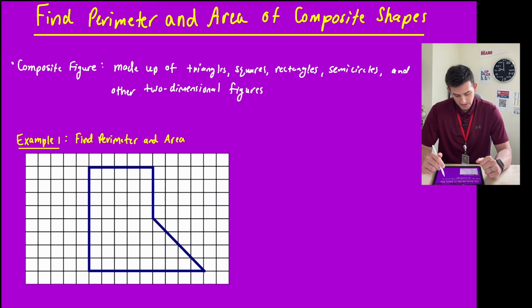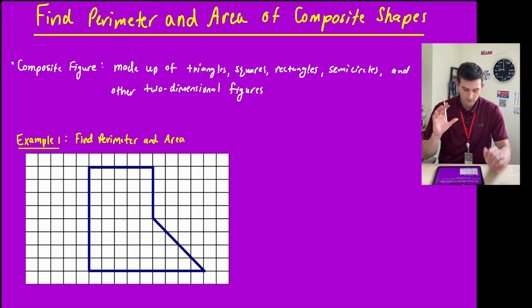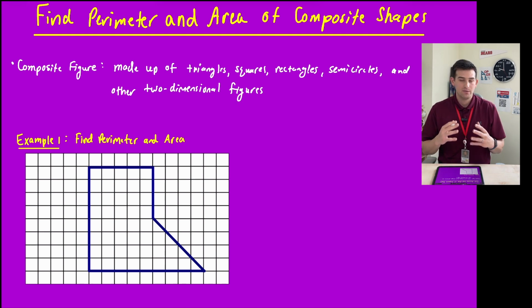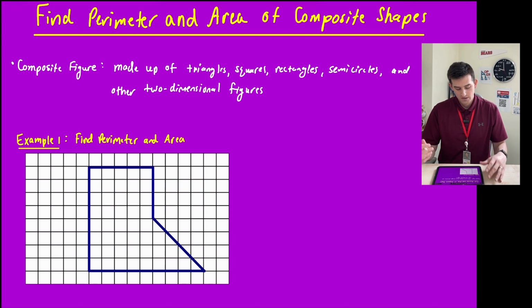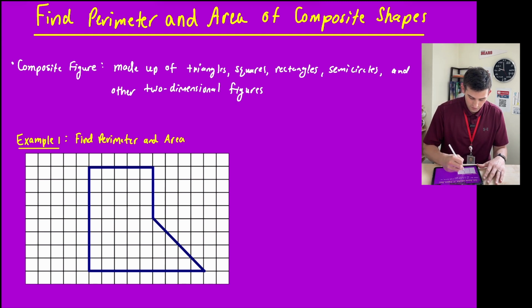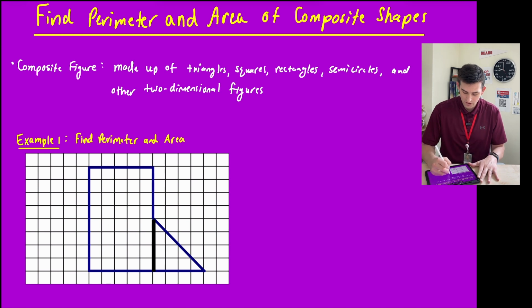So let's take a look at example 1. We have a shape here, it's a composite shape. What we like to do for perimeter and area, if we're trying to find that of a composite shape, let's break it apart into two shapes that we know how to find the perimeter and area of. So for example, what if we drew a vertical line right here so that we separated this shape into a rectangle, which is here, and a triangle, which is there. All right, so let's start with perimeter.